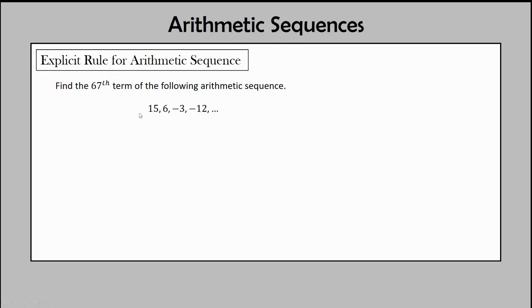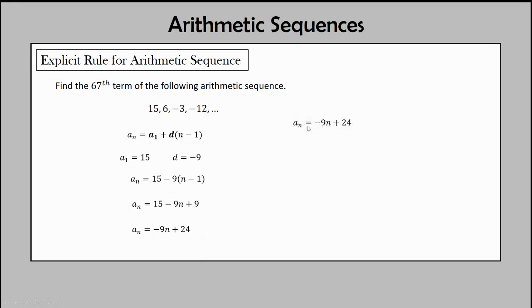Same concept. Here's an arithmetic sequence. Find the 67th term. So we'll go ahead and follow our rules here. So a sub 1, okay, find a sub 1, find the common difference. So a sub 1 is 15. Common difference, it looks like we're subtracting 9. Subtract 9, subtract 9. So our common difference is -9. Okay, so plug them in. Simplify, take our -9, distribute it through. Combine like terms. -9n plus 24 is our simplified rule.